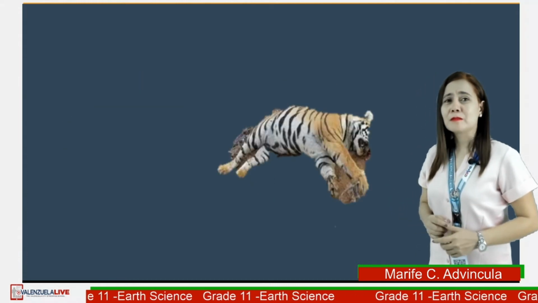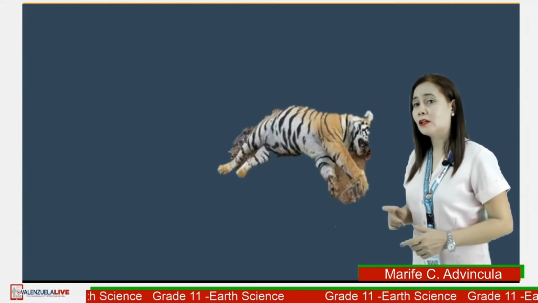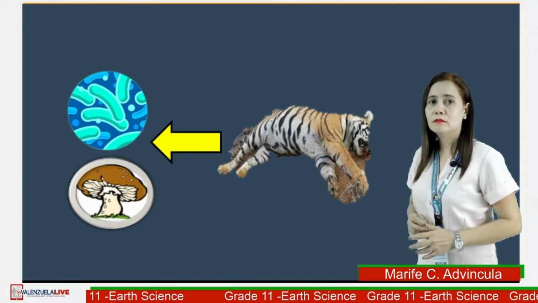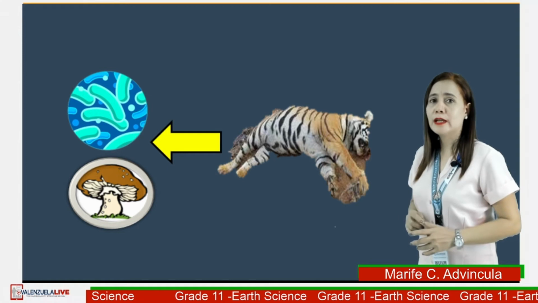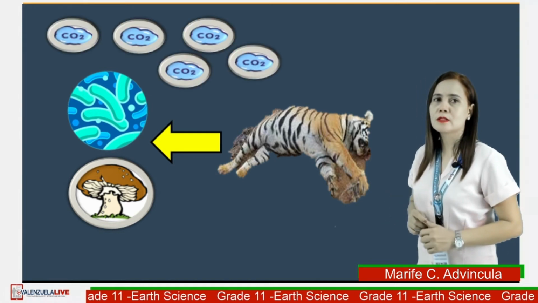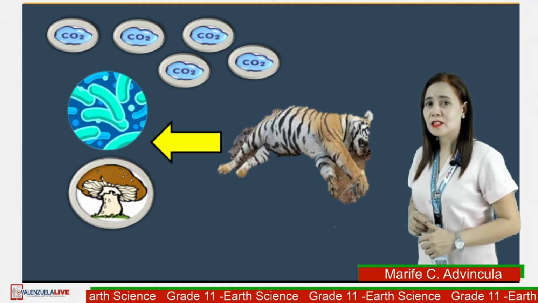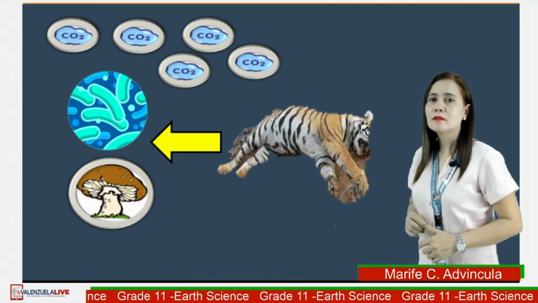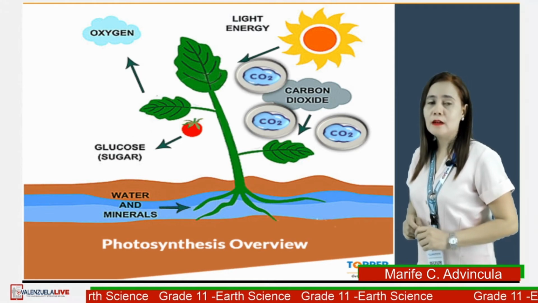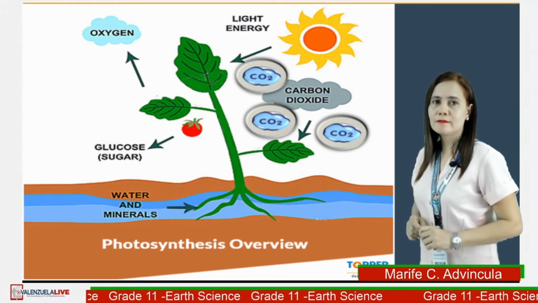Dead organisms are broken down by decomposers, such as bacteria and fungi. The decomposers break down the remains into simpler materials. These materials, such as carbon dioxide, are used by the plants to make food during photosynthesis.